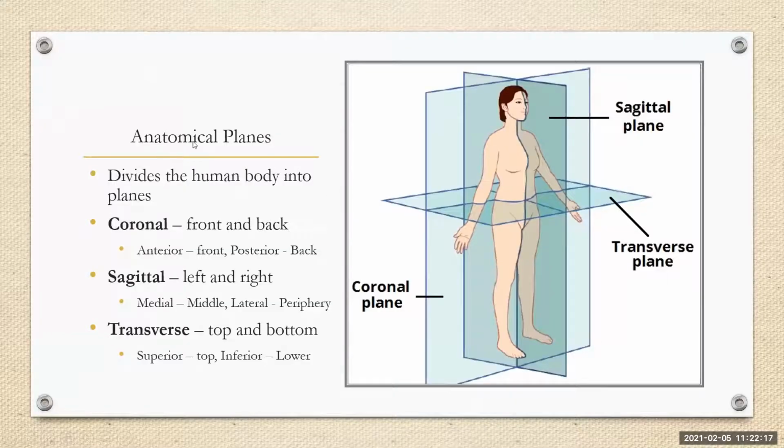So first things first, you want to understand anatomical planes. Anatomical planes divide the human body into different sections. The coronal plane divides the human body into front and back. The sagittal plane divides the body into left and right. And then the transverse plane divides it into top and bottom. And the ways you would describe where organs are relative to each other is you would use, say, anterior is to the front, posterior is to the back, medial is more to the middle, lateral is more to the periphery, superior is more to the top, inferior is more to the lower. So this is really just helping you understand where different organs are relative to each other.